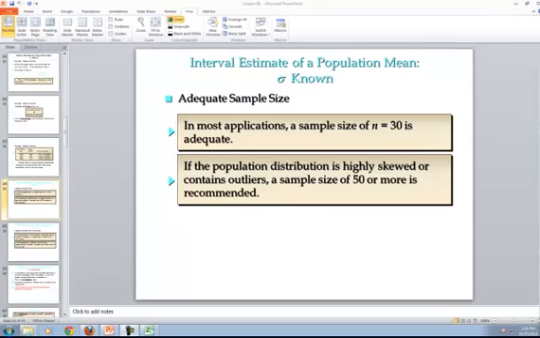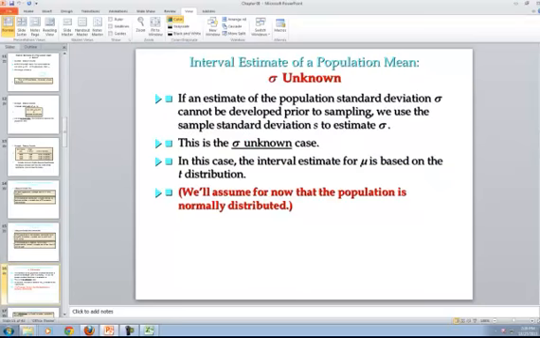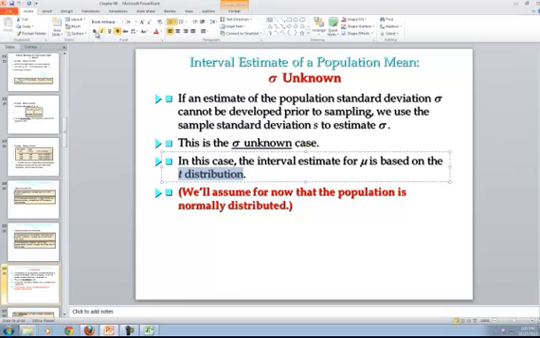Now let's consider the second case, where we do not know the standard deviation of the population. If it cannot be found, then we will have to use the standard deviation of the sample, and we will construct our interval estimate for the population mean. But here is an important point. We will be using the so-called t-distribution rather than the normal distribution. For now, we'll assume that the population is normally distributed.